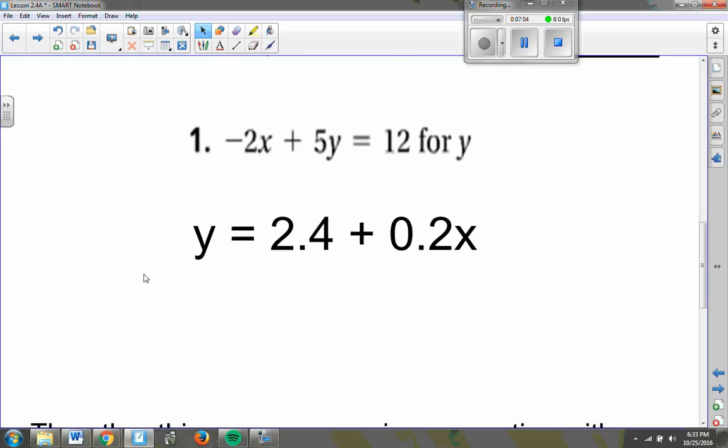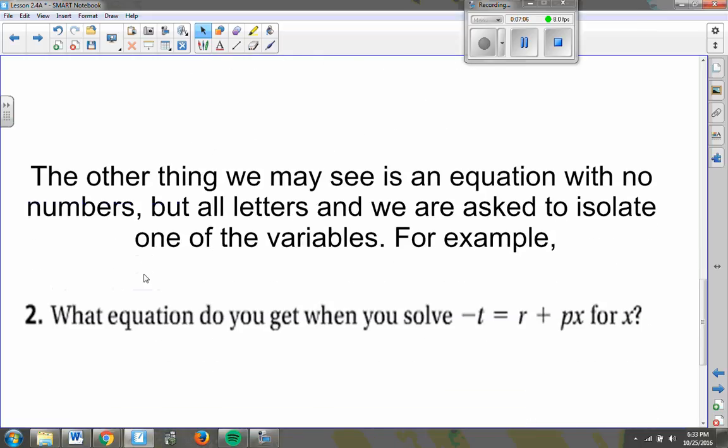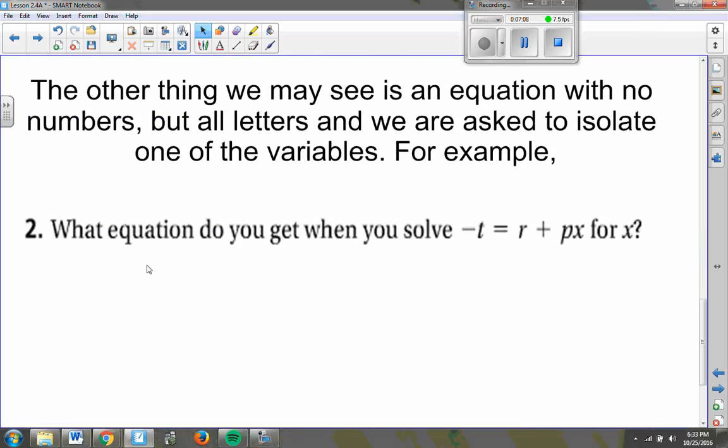Now, the other thing we may have to do is try to solve an equation with no numbers but all letters instead. Okay, all letters, no numbers, and we're still asked to find a variable all by itself. Okay, so here's what we can do. If we look at this equation, negative t equals r plus p times x. You want me to solve this for x, meaning get x all by itself?